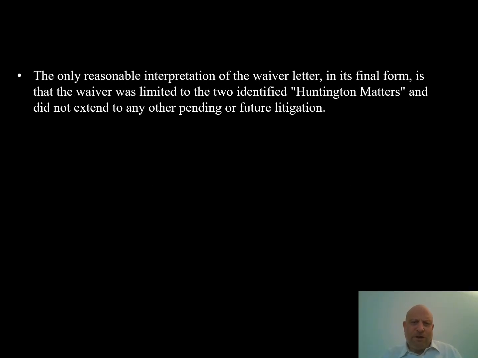The judge basically included in the opinion, and this is the judge's language, that the only reasonable interpretation of the waiver letter in its final form was that it's limited to the Huntington matters. That seemed to be the intention of Midwest, and whether it's the representation of Pepper Hamilton is another issue, but that does seem to be the understanding of what Midwest was agreeing to in signing off on this conflict waiver agreement.